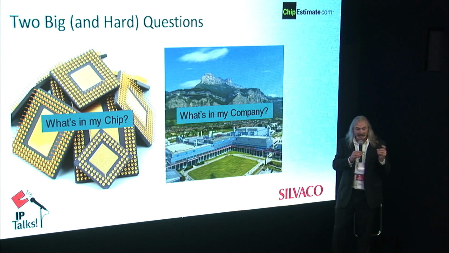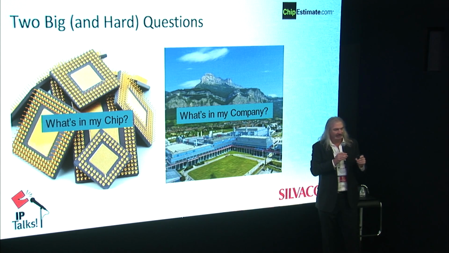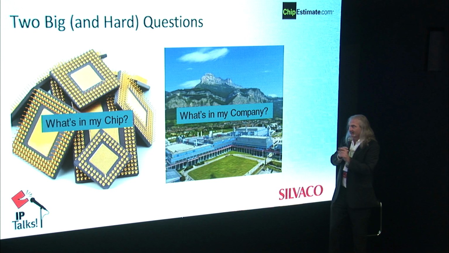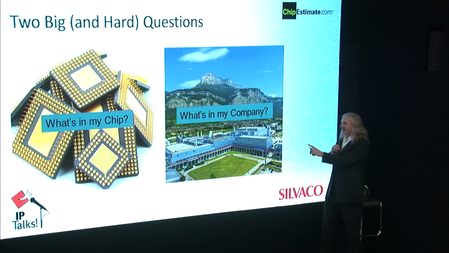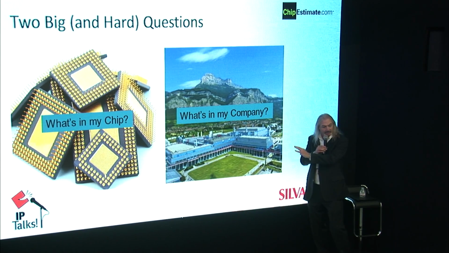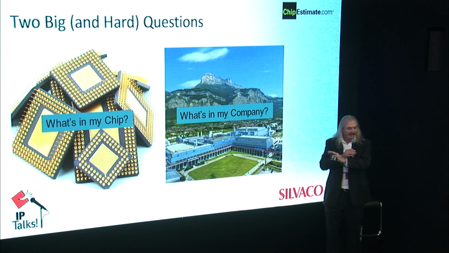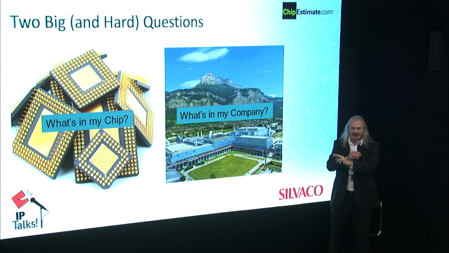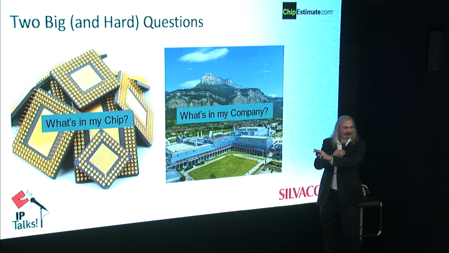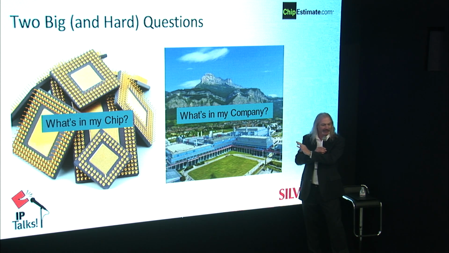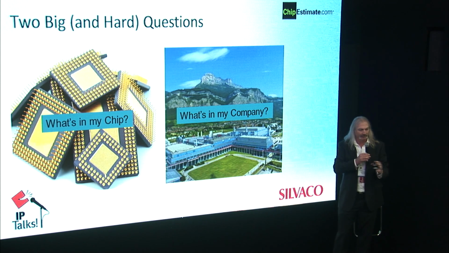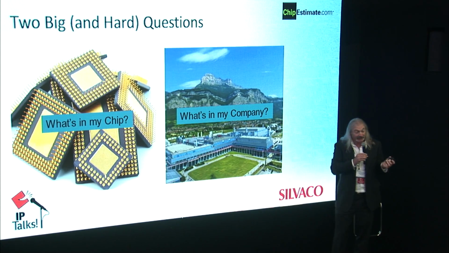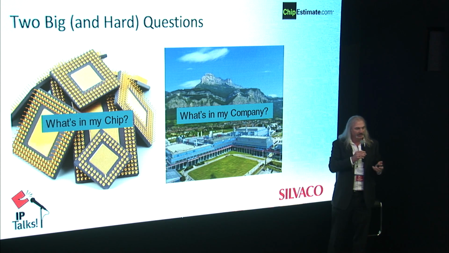So the two big questions that are facing every semiconductor company today is what's in my chip, what IP is contained in there, and then the other thing is what IP is in my company. And if you ask most companies, they'll tell you, I think I know what's in my chip. I have no idea what IP is in my company because I'm in a design group and there's other design groups and I really don't know what other people are using. It's a big issue for companies just to communicate what they have within the company.